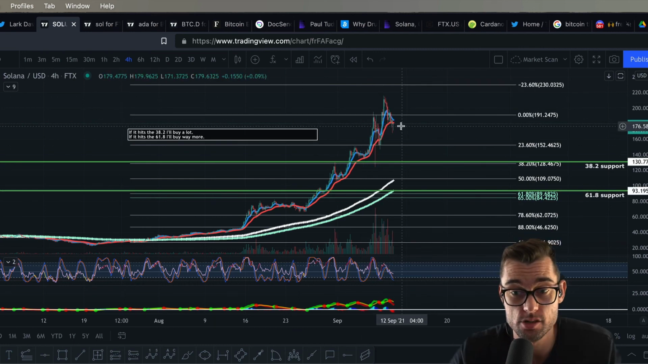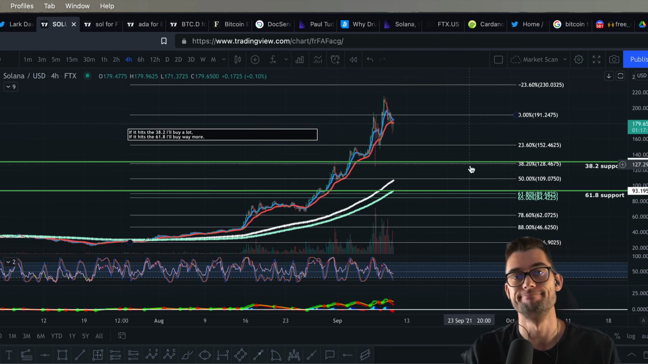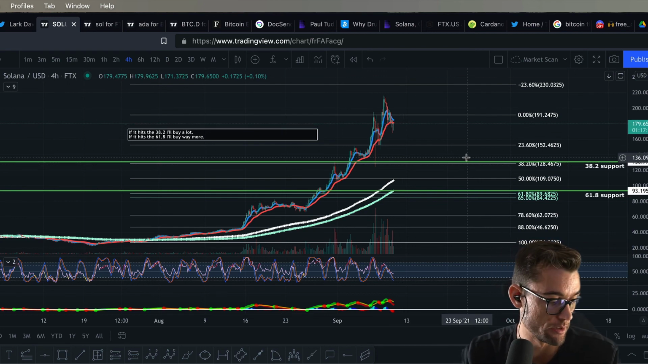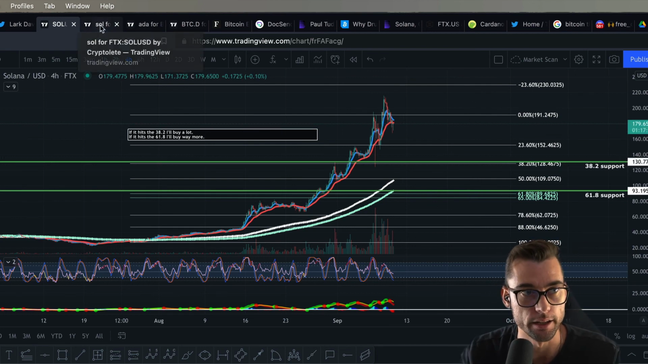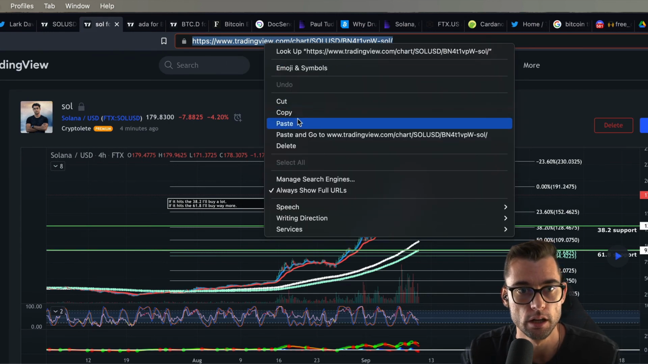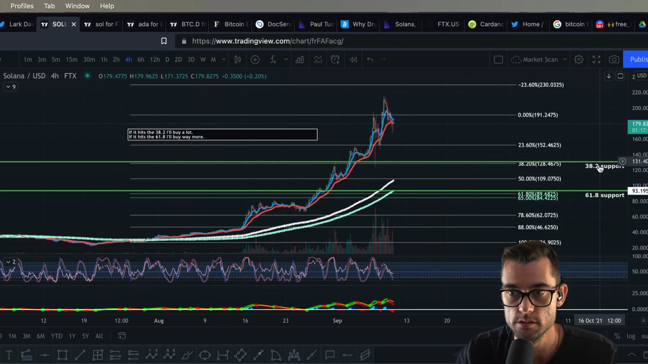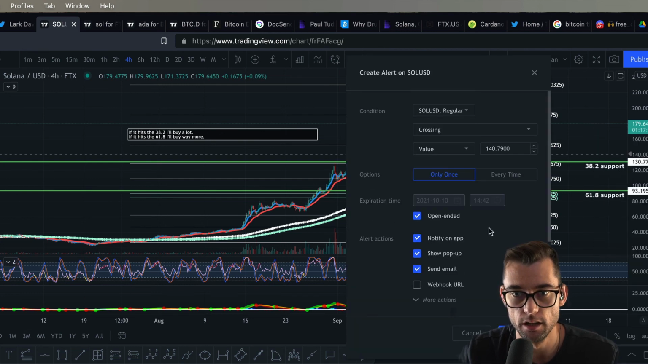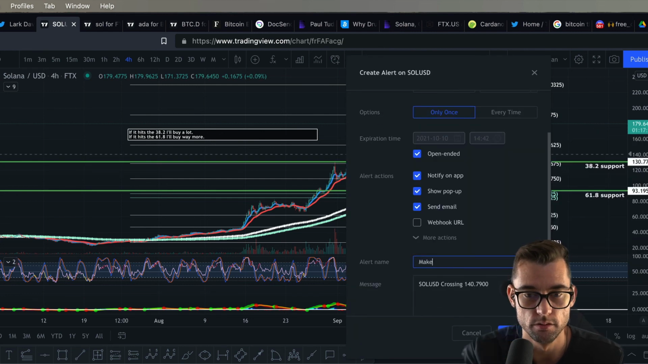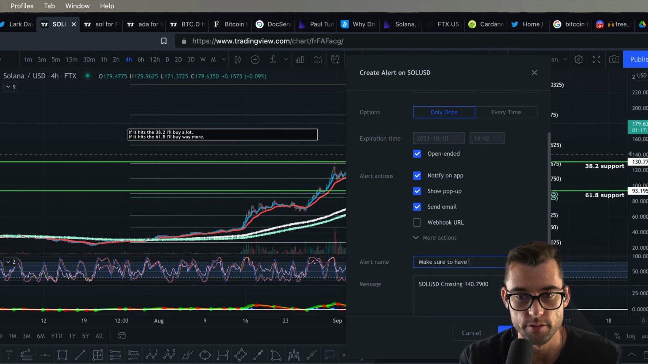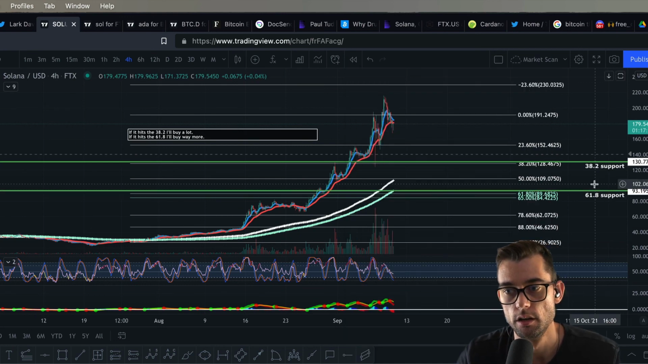Now, will it actually reach these levels? I have no idea. But if they do, I definitely got to get into them. So I'm going to copy this, and I'm going to say if it reaches here, make sure to have your buys in at the key buy levels. I'm just going to put that right there.